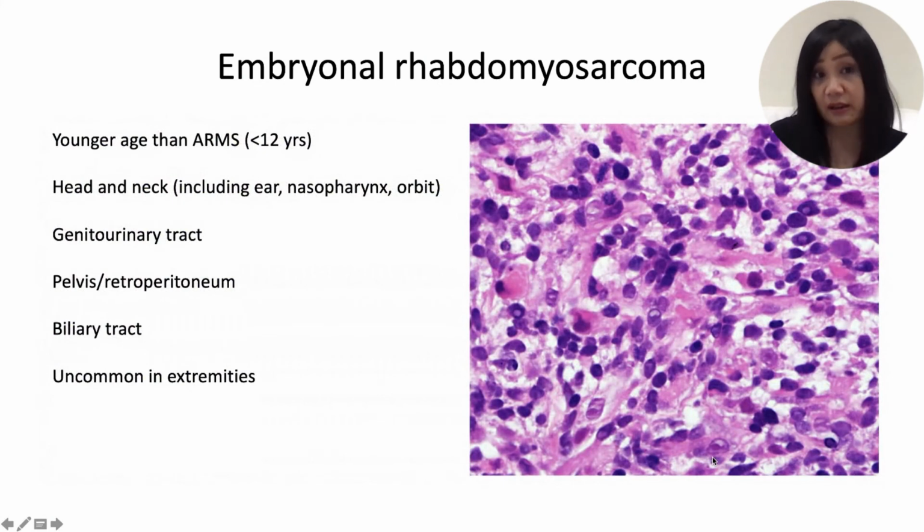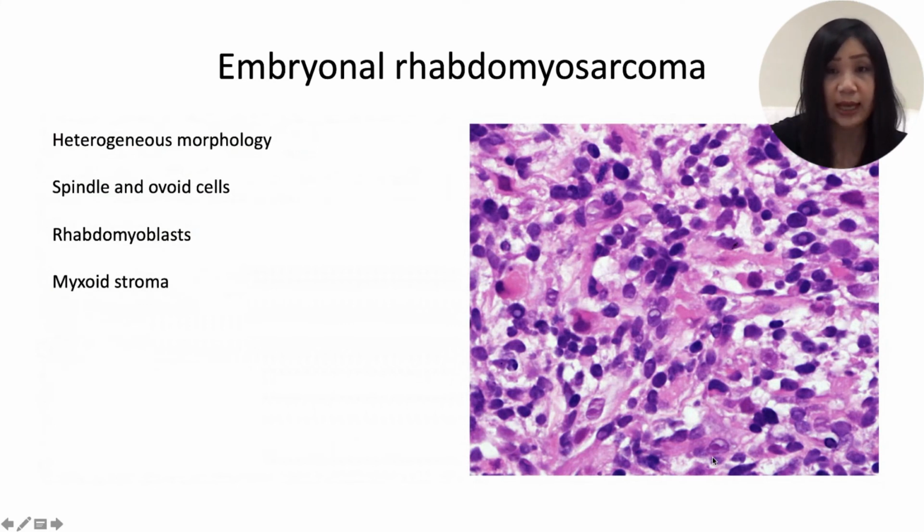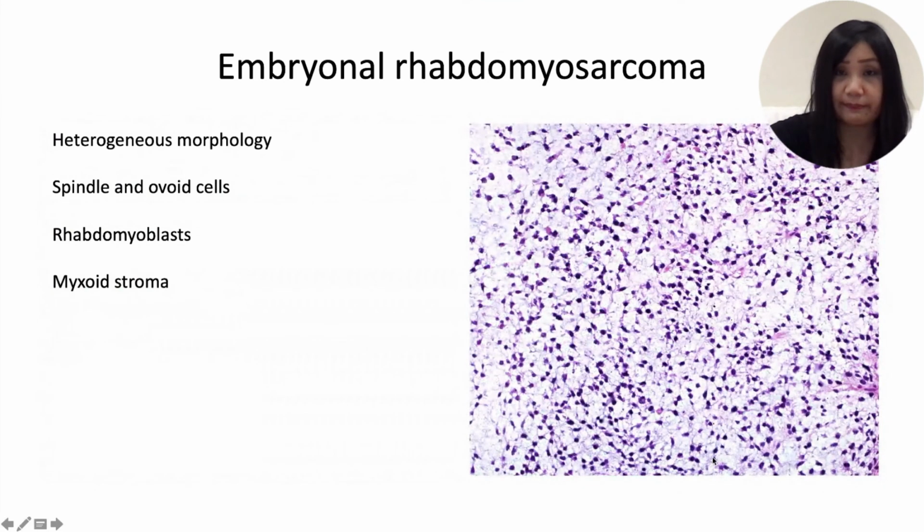These occur at a younger overall age than alveolar rhabdomyosarcoma, chiefly in children who are younger than 12 years old, and in different sites. So alveolar rhabdo occurs principally in the extremities and trunk, sometimes in the head and neck. Embryonal rhabdomyosarcoma is uncommon in the extremities and occurs in a variety of sites, including the head and neck, genitourinary tract, pelvis, retroperitoneum, and biliary tract. And it has this very heterogeneous morphology of spindle cells and ovoid cells, frequent rhabdomyoblasts in myxoid stroma.